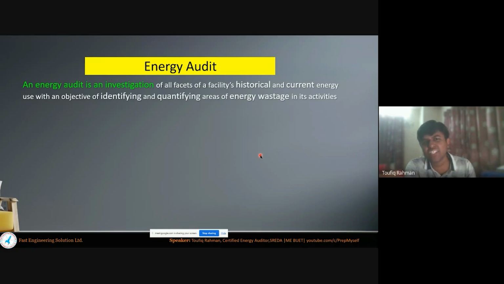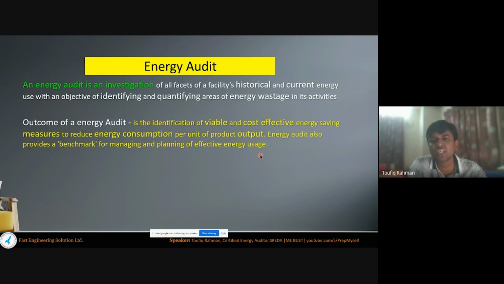Audit is an investigation of energy use on the basis of energy. After the audit, what they give the industries is that they identify the energy saving potential, where energy is being wasted, and what measures can be taken so that energy wastage can be reduced. The outcome of an energy audit is very common: viable and cost-effective energy saving measures can be identified by the audit, and also the production output versus the energy consumption will be improved.